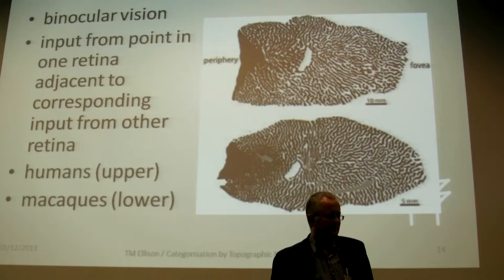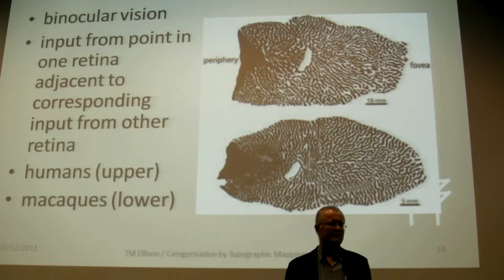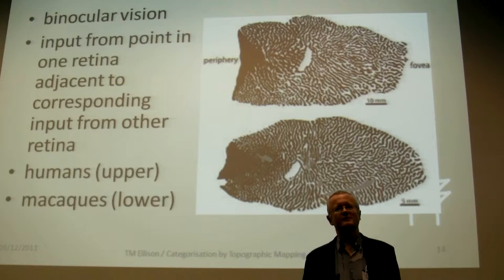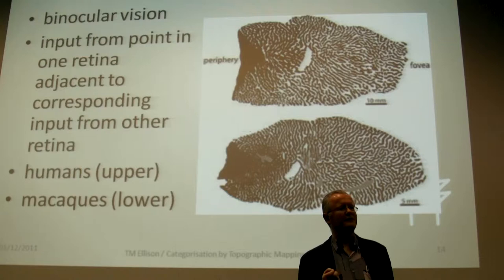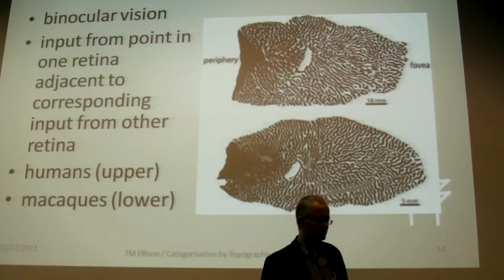In humans, it's not nearly so simple, because we have binocular vision, as do other apes and some other creatures. And what we find is ocular dominance stripes. I'm talking about this because it starts to get interesting. We start to get discontinuous behavior out of these topographic mappings. And what we have here are two maps of cortex from one side of the brain, your visual cortex. The upper one is for humans, the lower one for macaques.